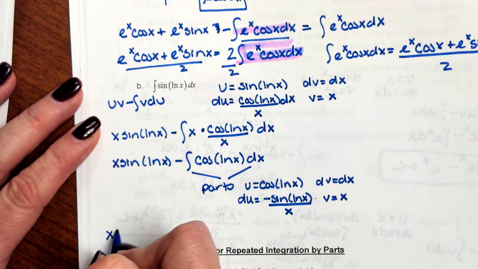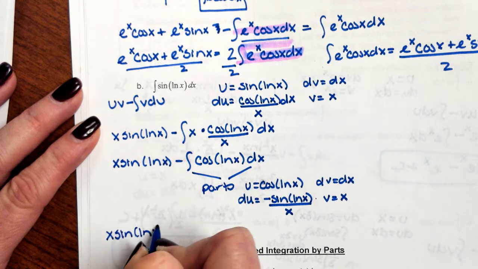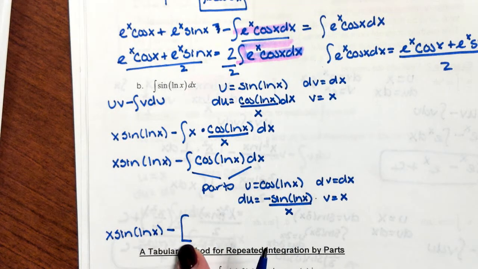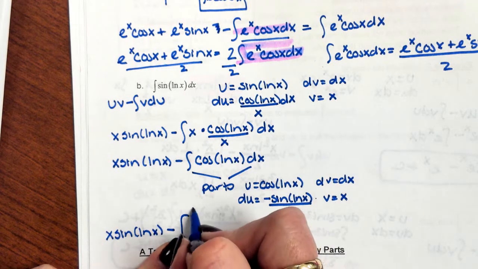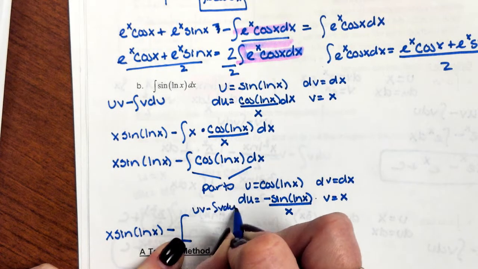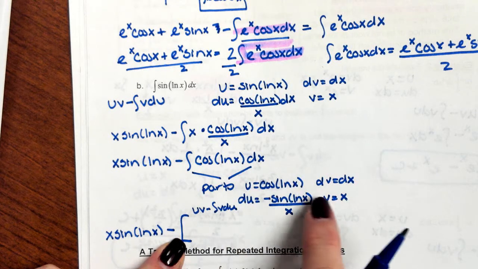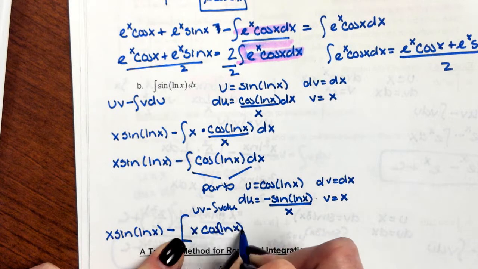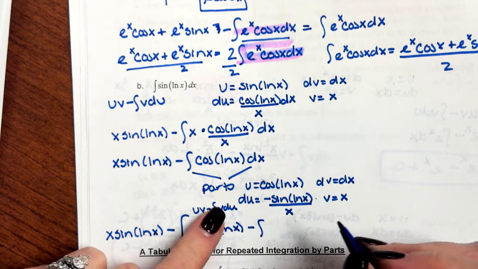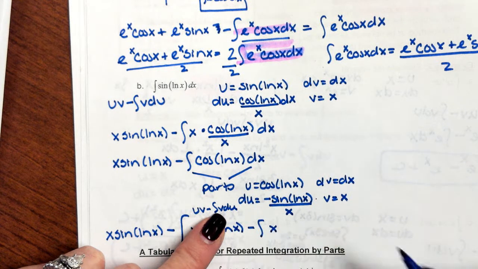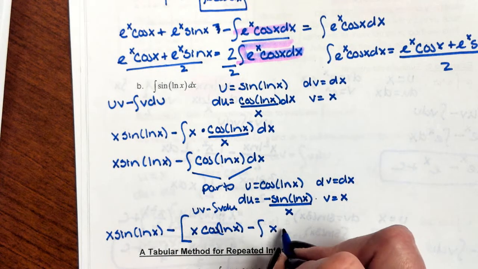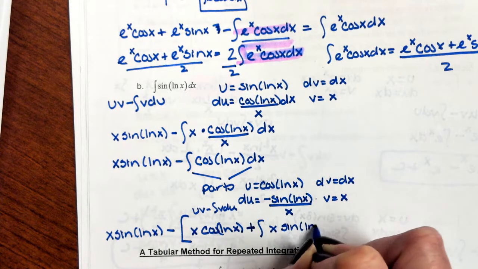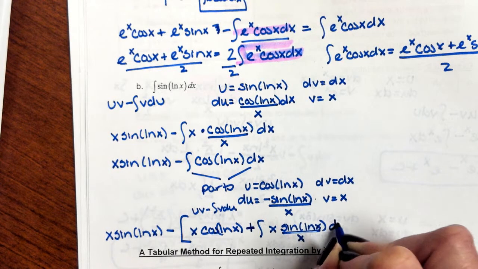So now I have x times the sine of the natural log of x. Now you need to be careful with the subtraction sign. The next part is your parts following the subtraction sign, so you have to make sure you put parentheses around this u times v minus the integral of v du, your parts section again. So we have u times v, so that's going to be x times the cosine of the natural log of x, minus the integral of v, which is your x, times your du, which is going to be the negative, so I'm going to pull that negative sign out, that's a plus, sine of the natural log of x all over x dx.